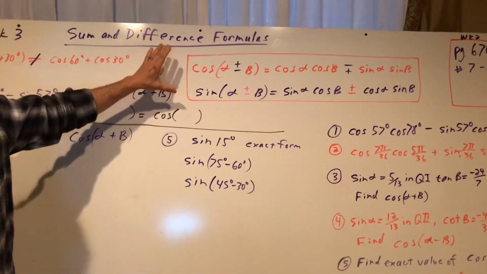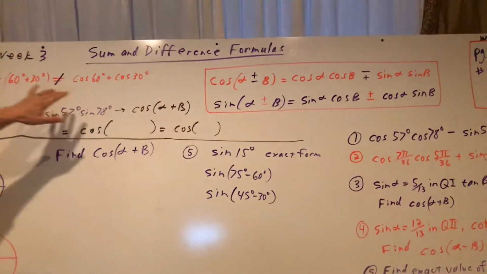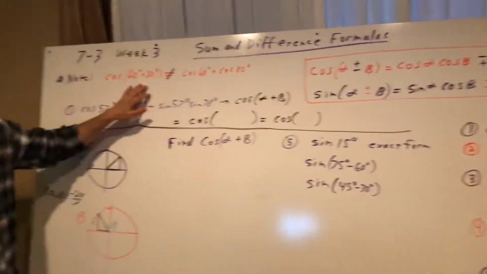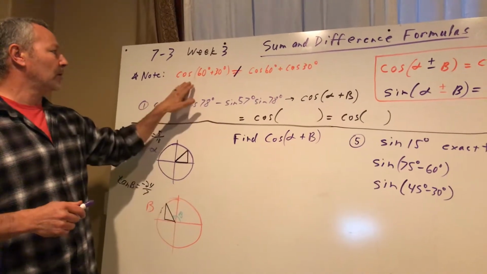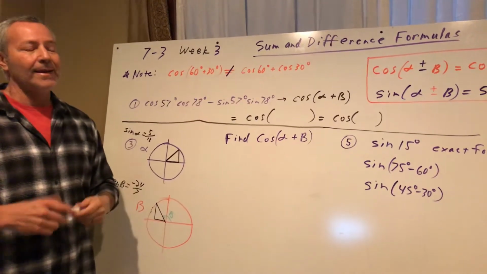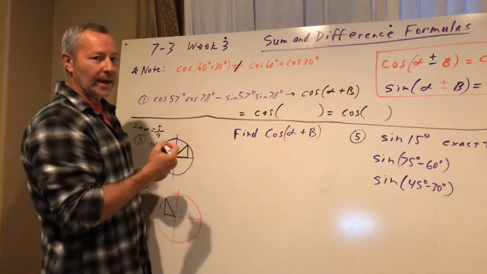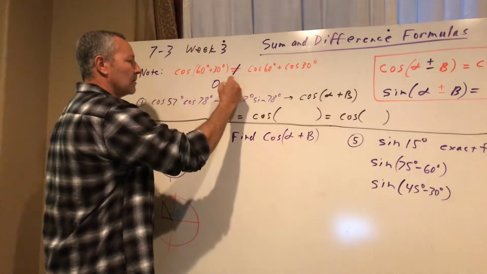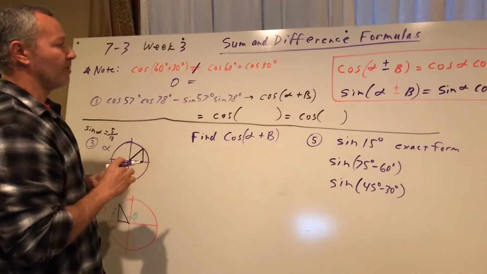All right. Before we do the formulas, I want to come back over here and show you that a common thing that students think is true that's not is this situation here. This may look like it would make sense to you. Cosine of 60 plus 30 would equal cosine of 60 plus cosine of 30, but it just simply isn't true. Cosine of 60 plus 30 would be cosine of 90 degrees. That would be 0. Okay, it's supposed to equal cosine of 60 plus cosine of 30.